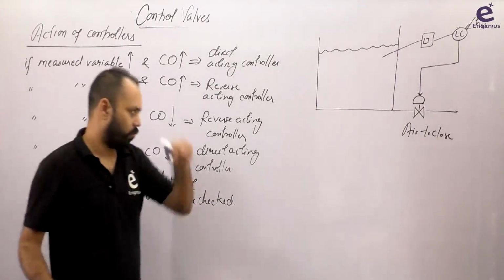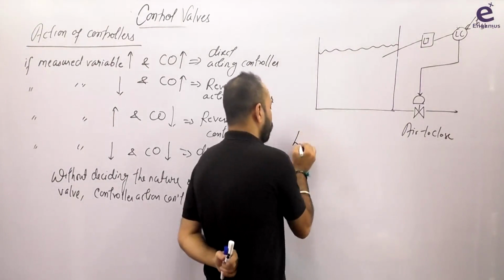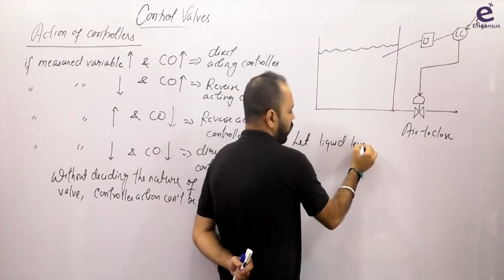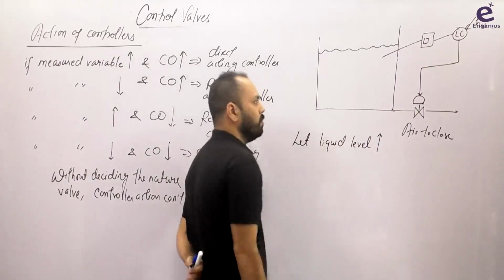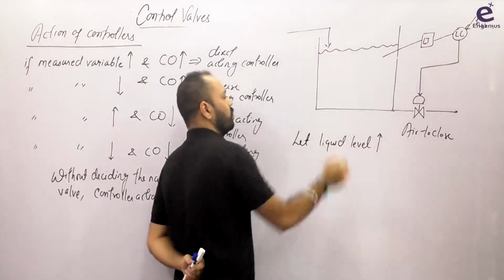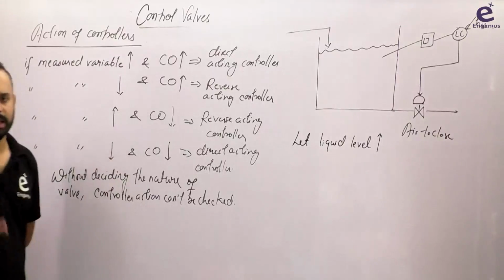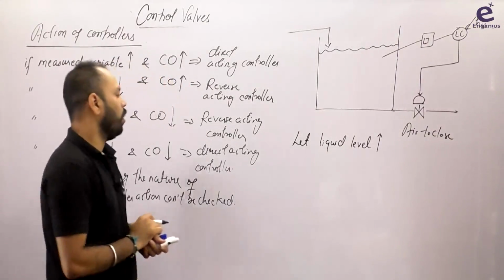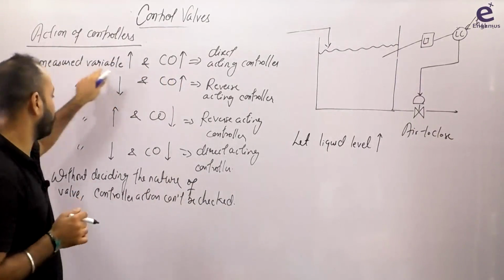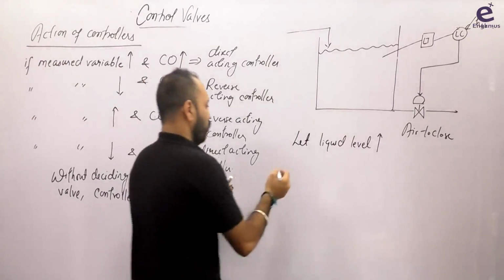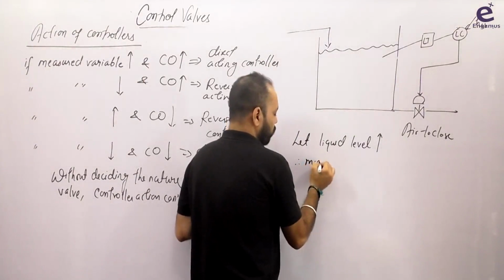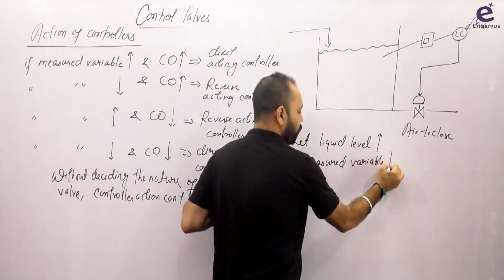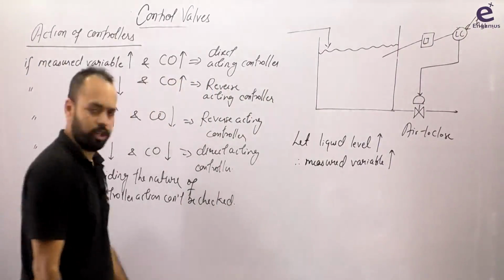Now let us assume a scenario. Suppose let liquid level rises. Let liquid level increases due to some disturbance. Liquid level increased. You know what is the disturbance here? So due to some disturbance, liquid level increase. You may ask, sir, why not decrease? You can also take decrease, not a problem. Again, things will be proved. So let liquid level increases. So I can say that measured variable, liquid level is the measured variable. So measured variable increases. Okay? Let liquid level increases means measured variable increases.